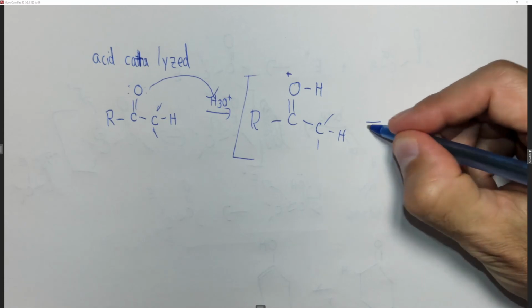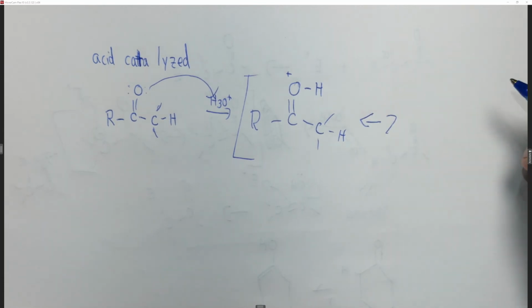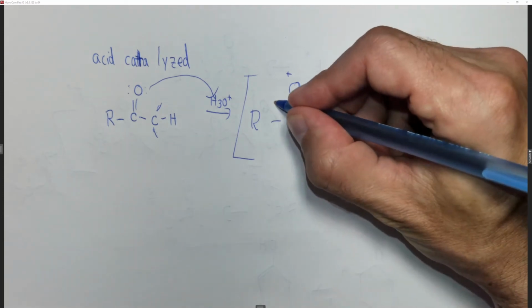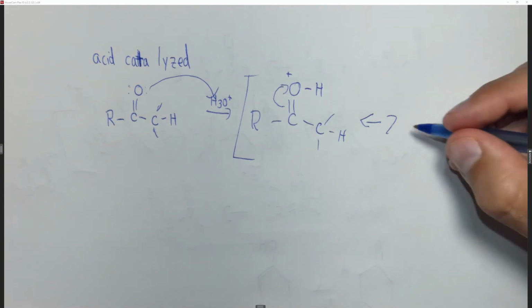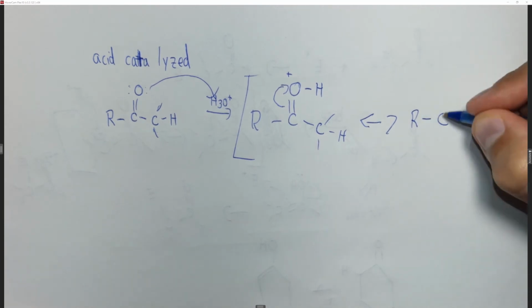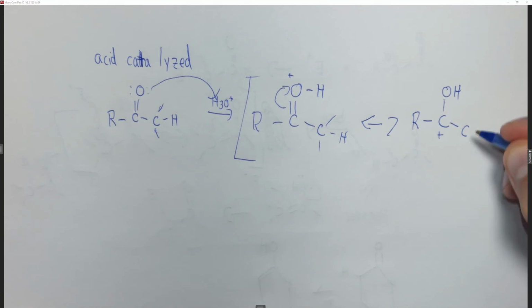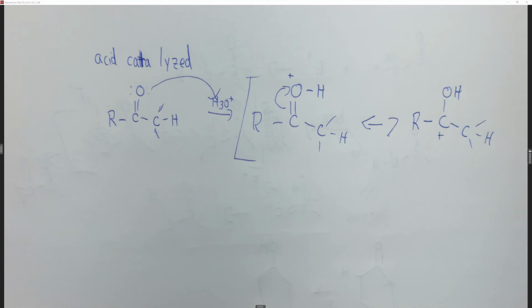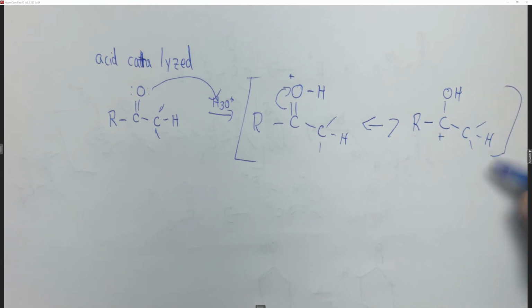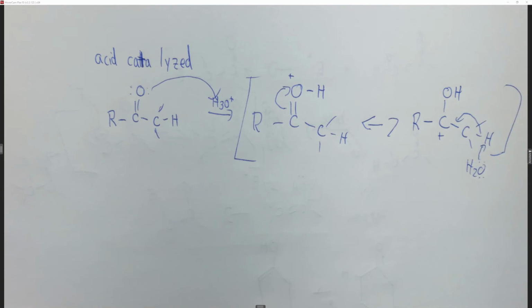This can resonate. So what's the resonance form of this? Well, we can have this come up like that. And now we have R bond C, bond OH. The plus charge is now on carbon, bonded to C, bonded to two other things, and an H. Now we can have some base, like, for example, water. And water can grab this proton, and that can shift over there.